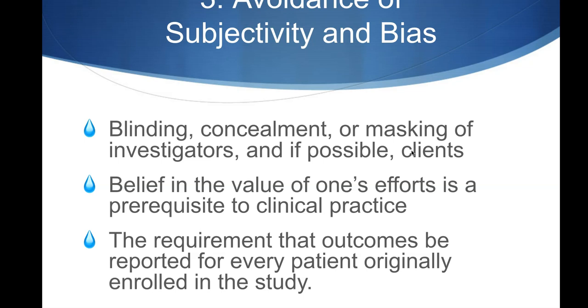Number 3, avoidance of subjectivity and bias. So things like blinding, concealment, or masking of investigators, and if possible, clients, right? So when someone does a drug study, they can do a double blind study where the patient doesn't know if they're getting the real medicine or a placebo, a sugar pill, and the doctor prescribing it doesn't know whether the patient's getting the real medicine or a sugar pill.